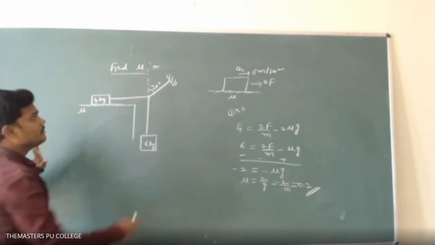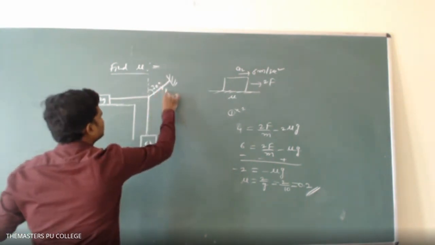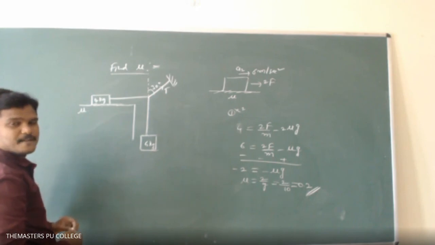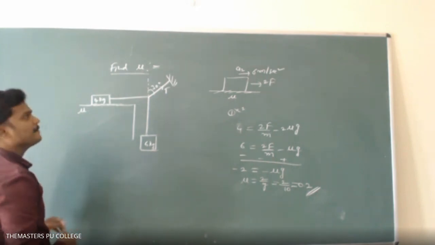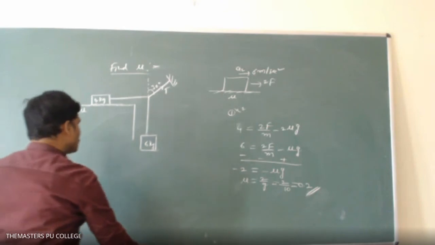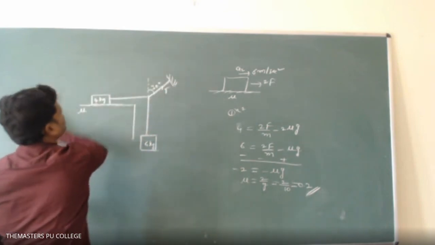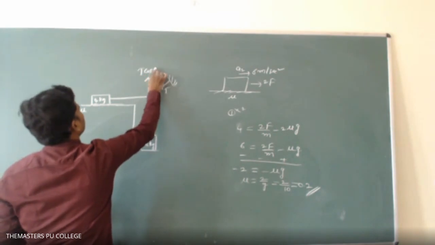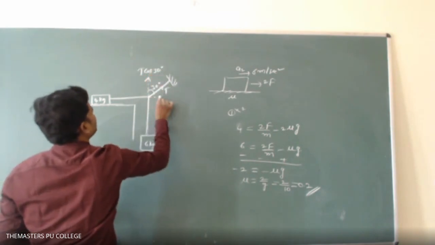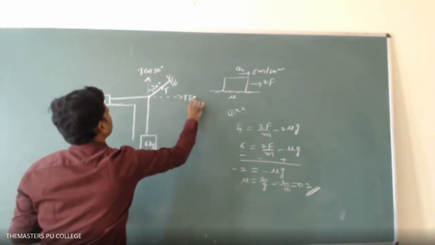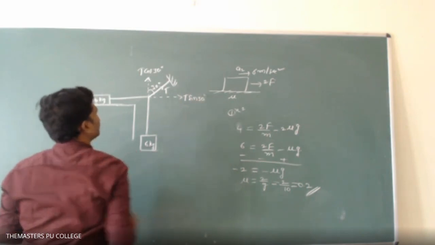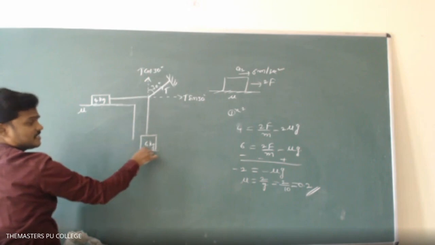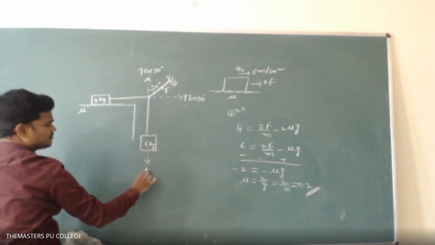Whenever the bodies are in equilibrium, what is this? Tension. Can I resolve the tension into two components? Yes, sir. This is T cos 30. And what is this component? T sin 30. T cos 30 is balanced by the 6 kg, which is nothing but 6g.